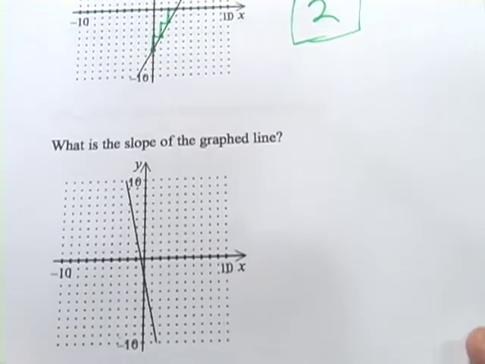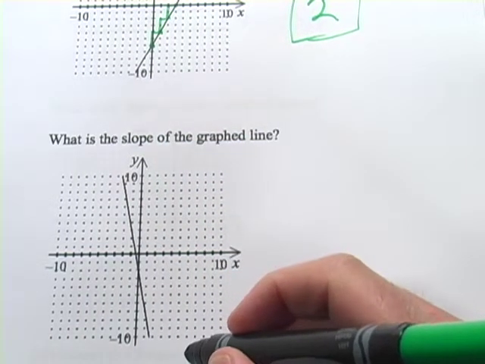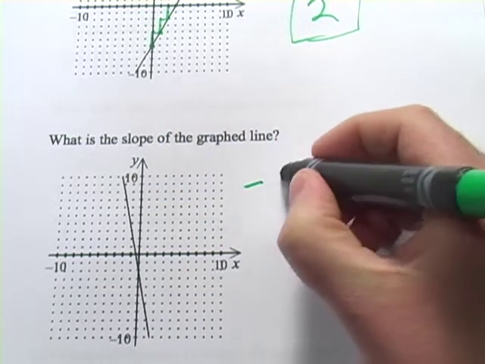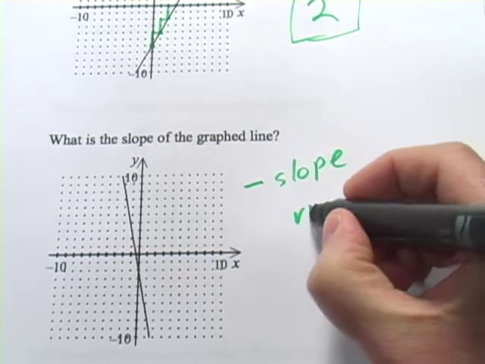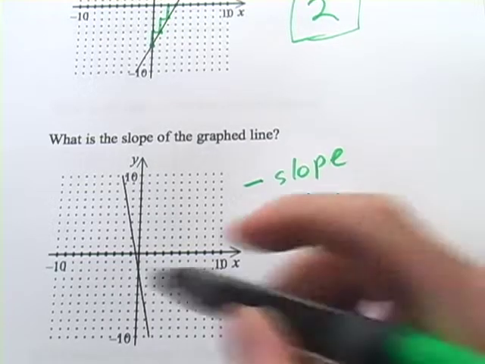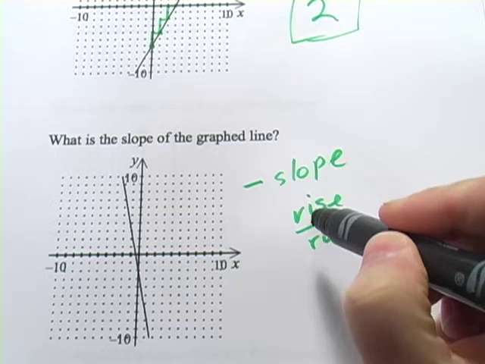Let's look at this next one. We have a different looking line here. This one slopes down pretty steeply. Lines that slope down have a negative slope. But we can figure it out the same way. It's rise over run. In this case, it's not rising as it goes over, it's dropping. So the rise part will be negative.